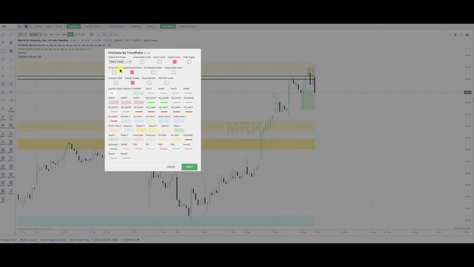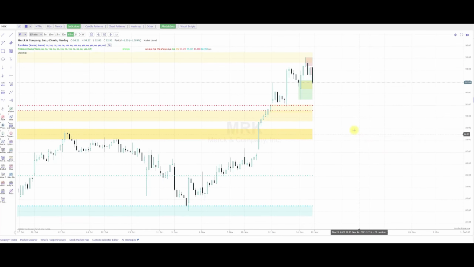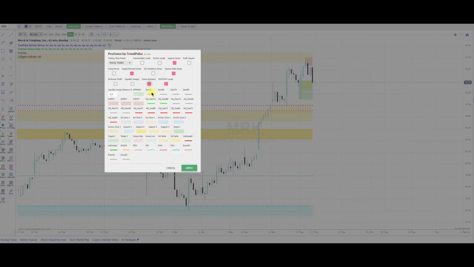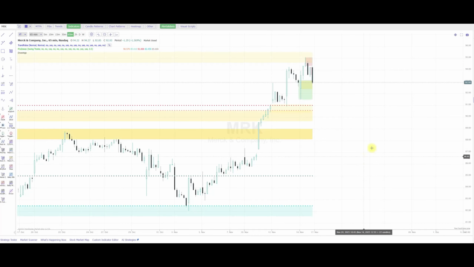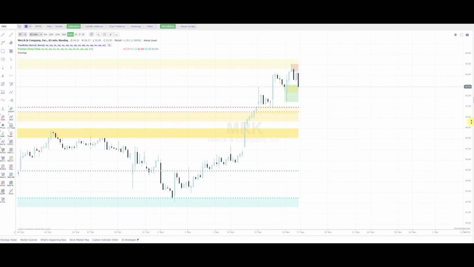ProZones also includes volume spike zones, marking where big money entered aggressively. Previous day and week highs and lows for breakout context. This is an important feature for those trading in lower time frames. What about round numbers, where traders cluster orders? ProZones has you covered. And intermediate plus anchor levels for different time frame perspectives.